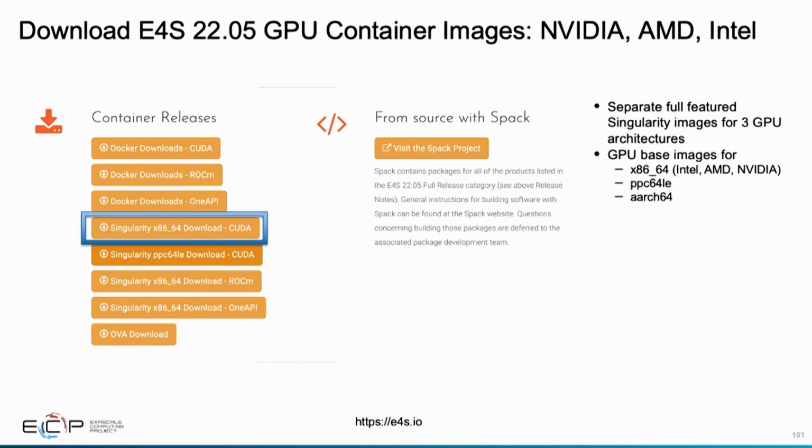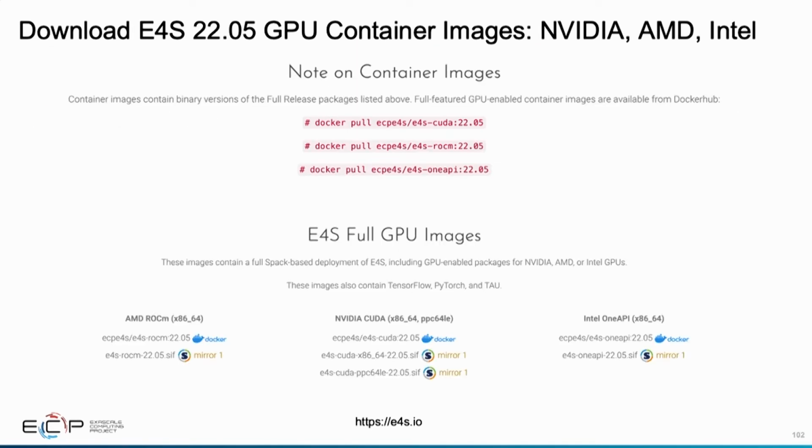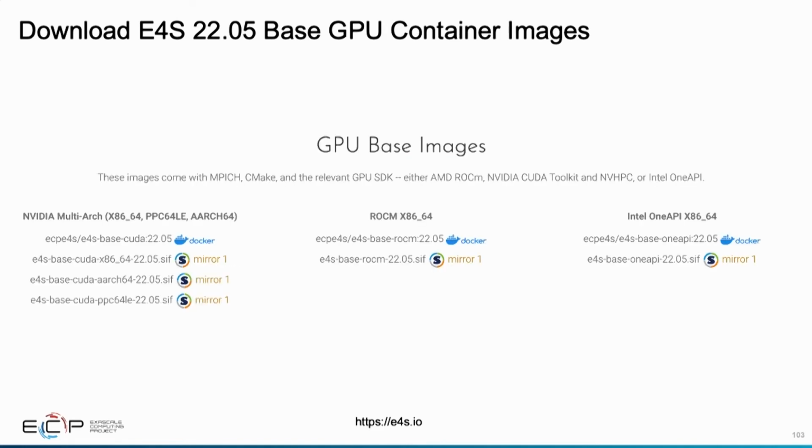You can see all of these Singularity images, Docker images, full-featured images, as well as base images. So you can build your own custom containers for AMD, NVIDIA, and Intel. And you can see base images for all of them. For NVIDIA, we also have support for x86, IBM Power 9, as well as ARM64 platforms.